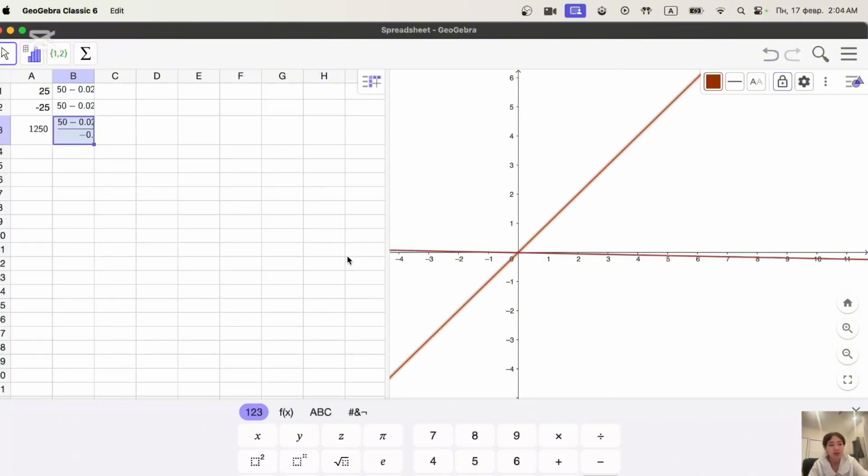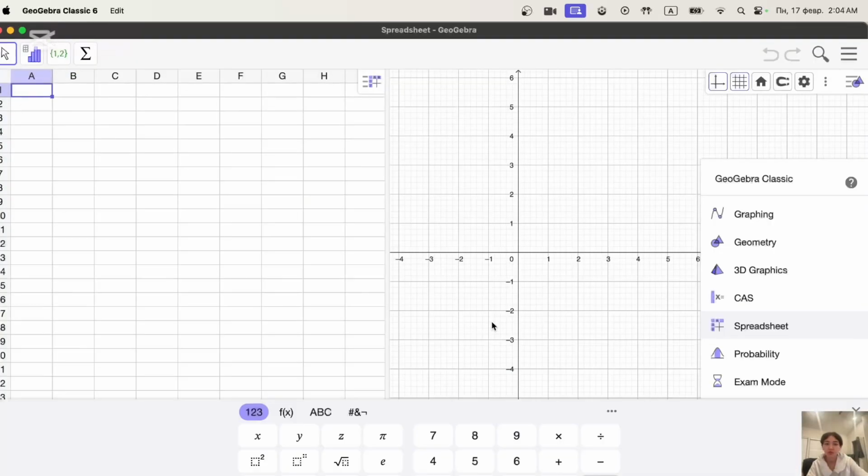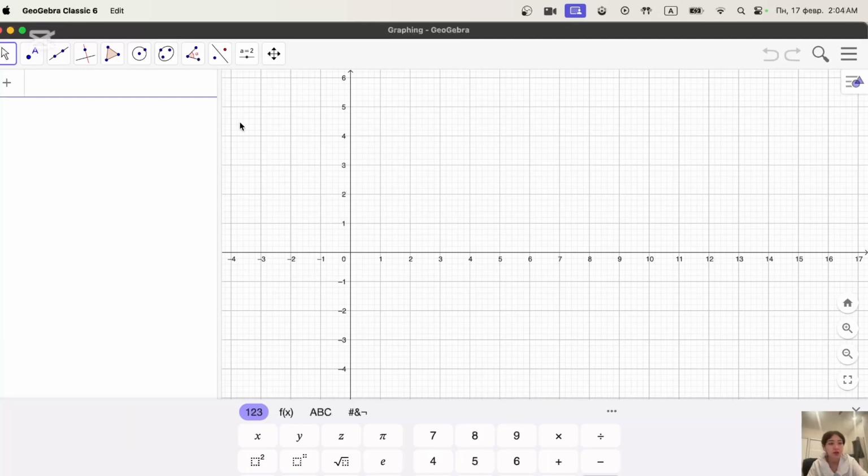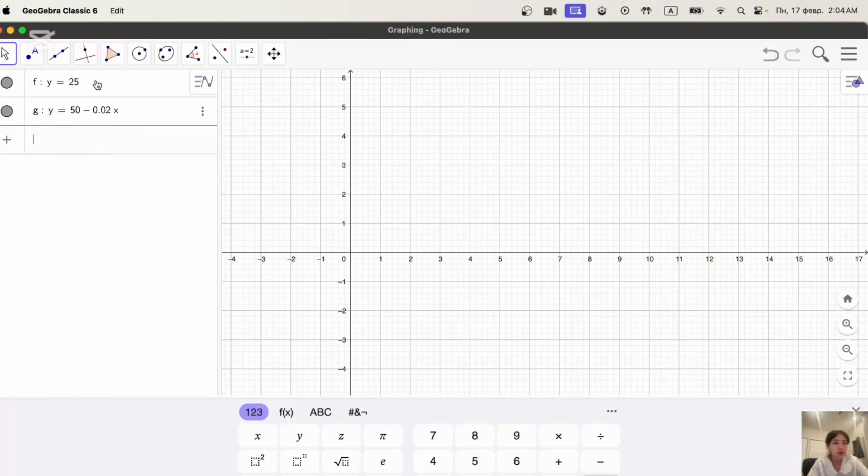Let's see the graphical analysis. We will add the intersection point to the graph. Go to graphics view and enter two equations. y equals 25 and the second one equals 50 minus. And now let's use our intersect tool.